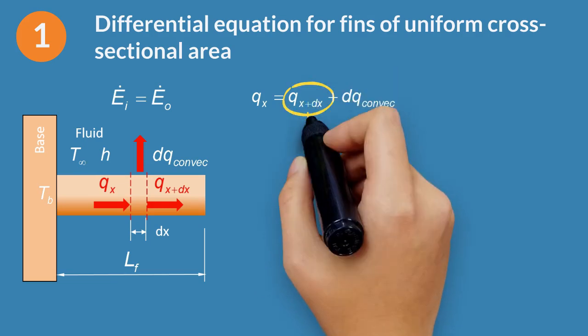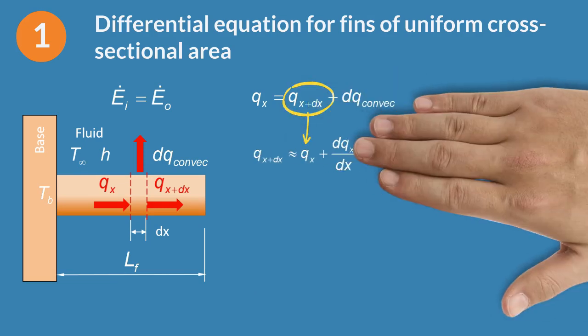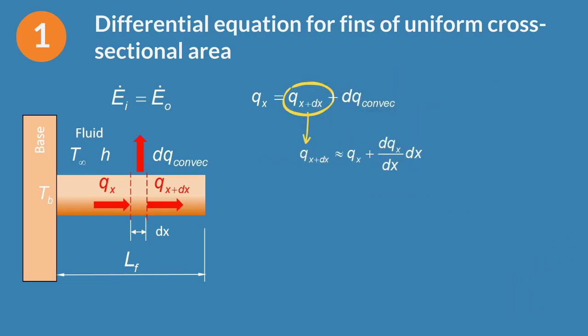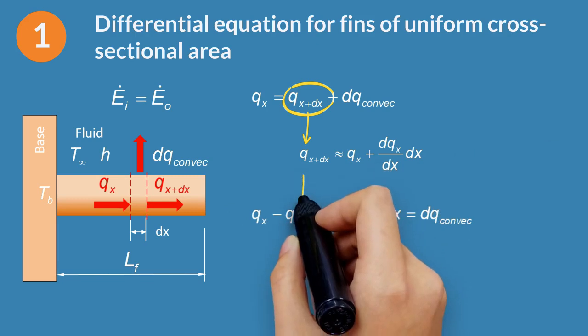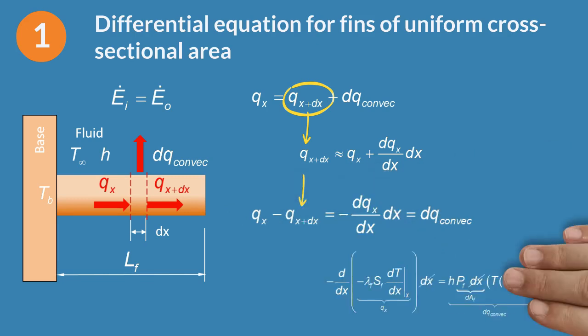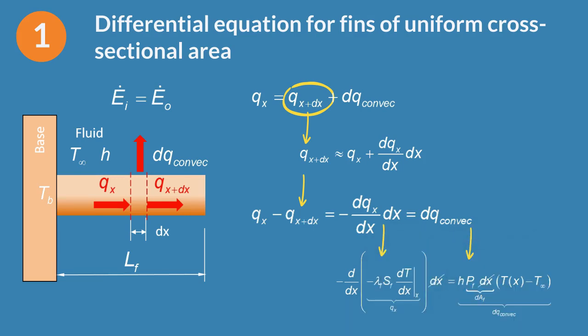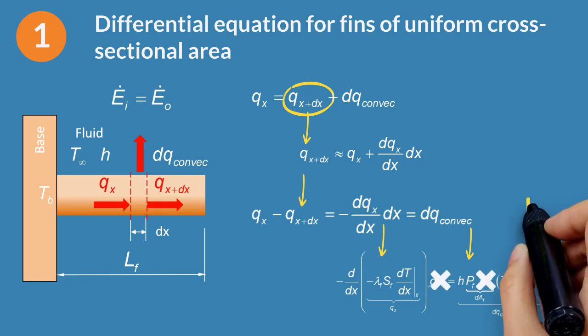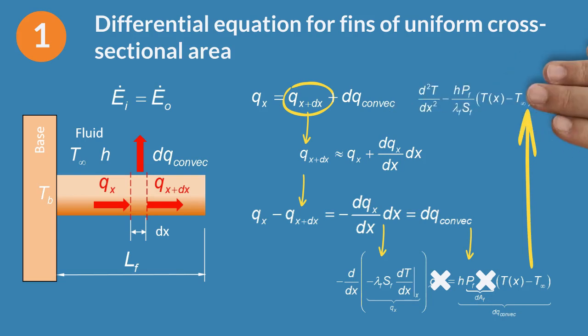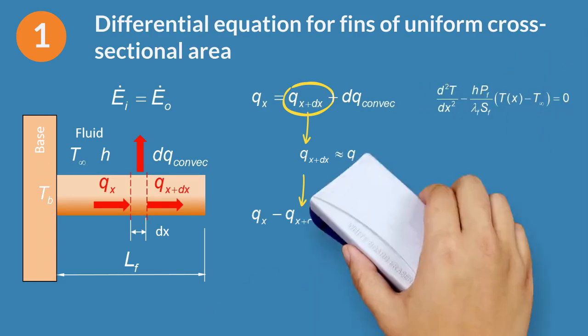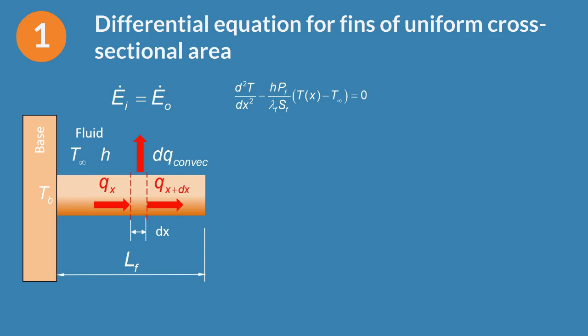We can write the heat transfer rate at x plus dx as the value at x plus the derivative with respect to x multiplied by dx. Substituting in the energy conservation equation. After that, we can apply Fourier's law for conduction and Newton's law for convection. The result is a differential equation where dx can be simplified. In this way, we get the general differential equation valid for all fins with one-dimensional conduction.